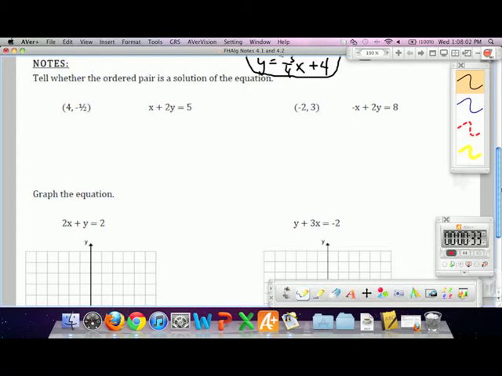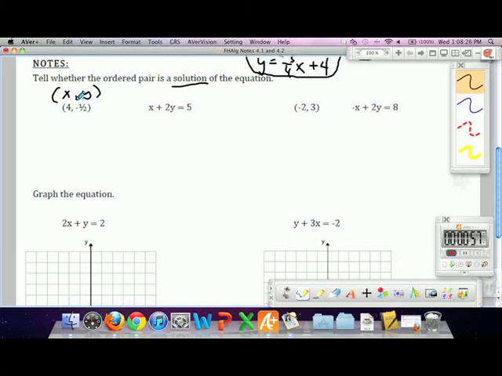Tell whether something is a solution. Solution means if you plug in the point, it's on the line. You'll know a point is on the line if you plug in the x and the y of our point, and you get a balanced equation. So if I plug in the x and the y into my equation, and it's balanced, it works, then yes, it is a solution.